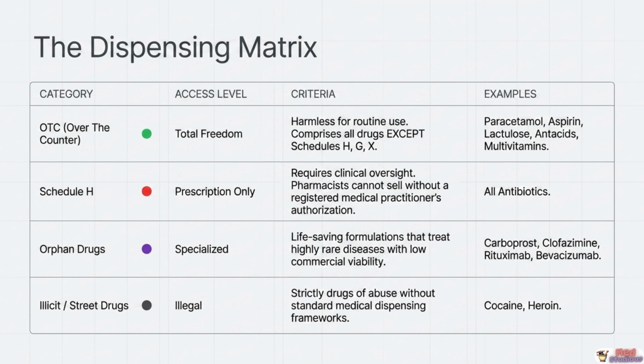The third category is orphan drugs, specialized formulations treating rare diseases with minimal commercial viability, including carboprost, clofazimine, rituximab, and bevacizumab. The fourth category is illicit or street drugs, substances of abuse with no standard medical dispensing framework, such as cocaine and heroin.